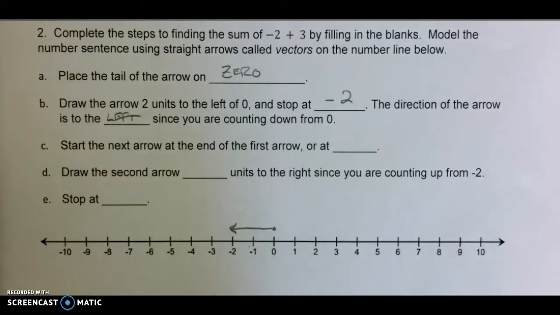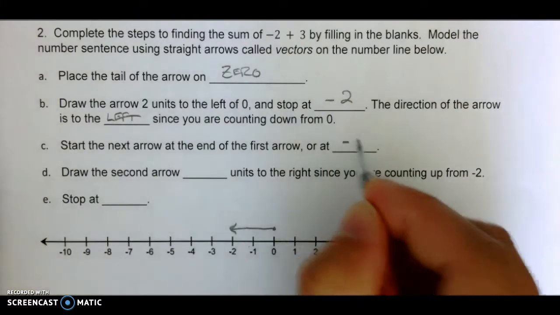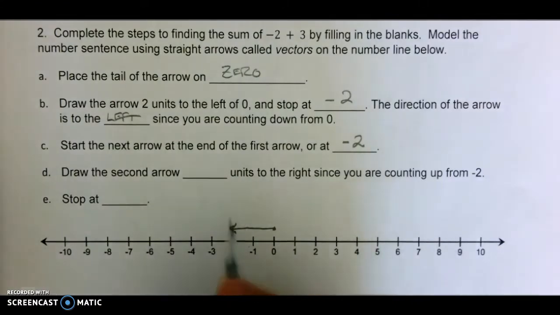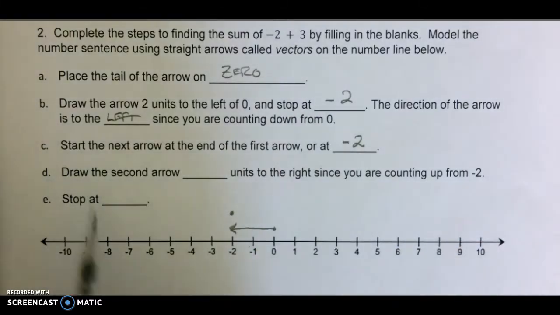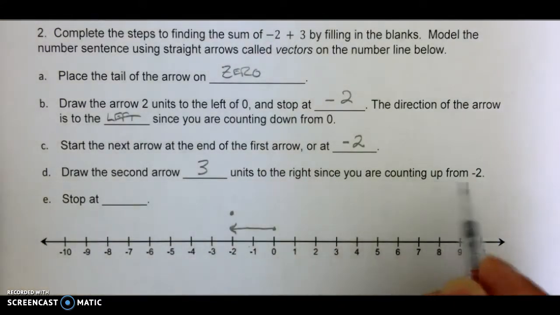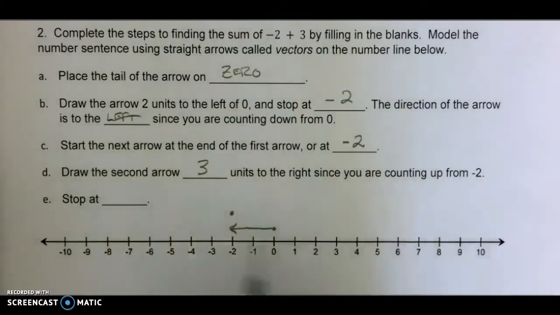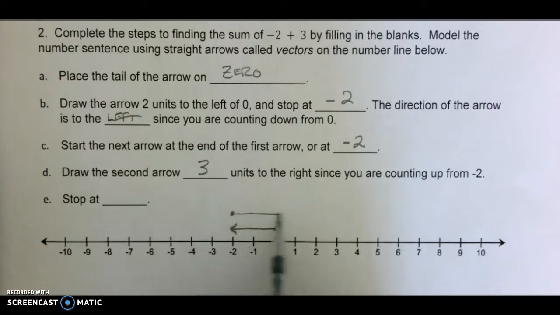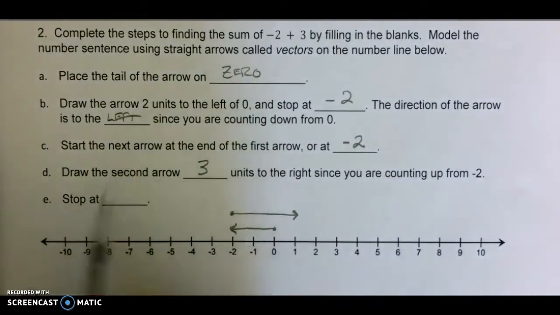Now in part C, we're going to start our next arrow at the end of the first arrow that we drew, which in this case was at -2. So above this arrow, I'm going to put a little dot to indicate where I'm starting this time. And now I'm adding 3, which means I'm going to have to draw the second arrow 3 units to the right, since you are counting up from -2. And so if I count up, or to the right, 3 units from -2, I'm going to end up right here at +1. So part E, stop at 1.